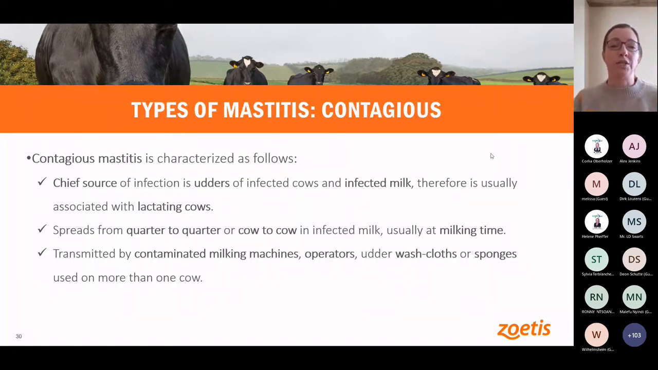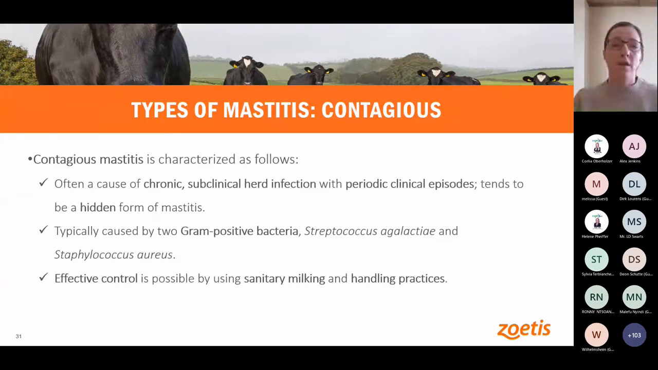When we talk about contagious mastitis, the chief source of infection is usually the udders of infected cows and infected milk, and it's usually associated with lactating animals. It spreads from quarter to quarter and cow to cow, usually at milking time by contaminated milking machines or operators, or when washcloths or sponges are used on more than one animal. It can cause chronic subclinical herd infections with periodic clinical episodes, and also undulating somatic cell counts.